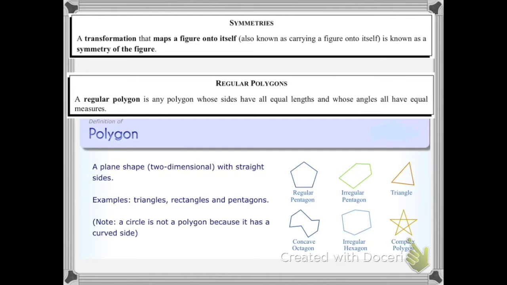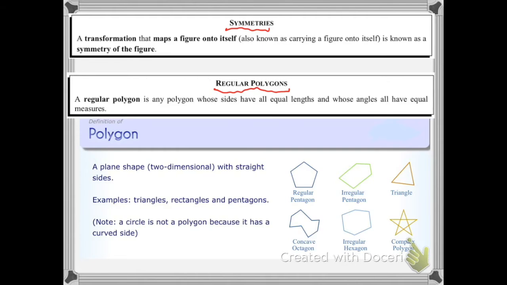So here today we're going to talk about two different definitions. First, we're going to look at the definition of symmetries, which some of us might be familiar with. And then we're going to look at definitions of regular polygons. So a symmetry is a transformation that maps a figure onto itself. It is known as a symmetry of the figure.